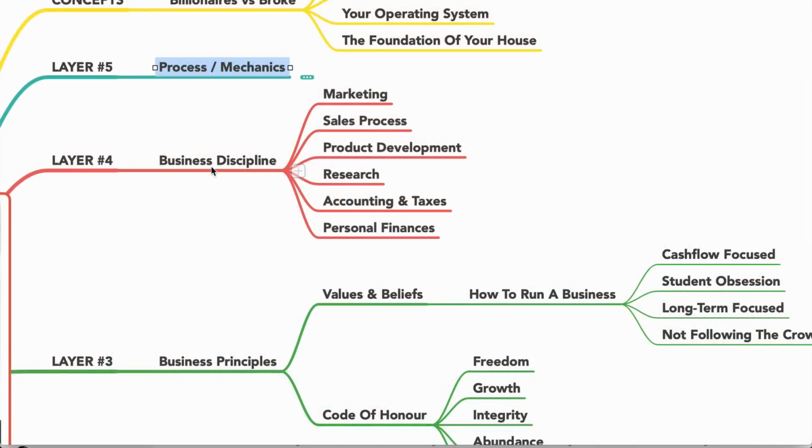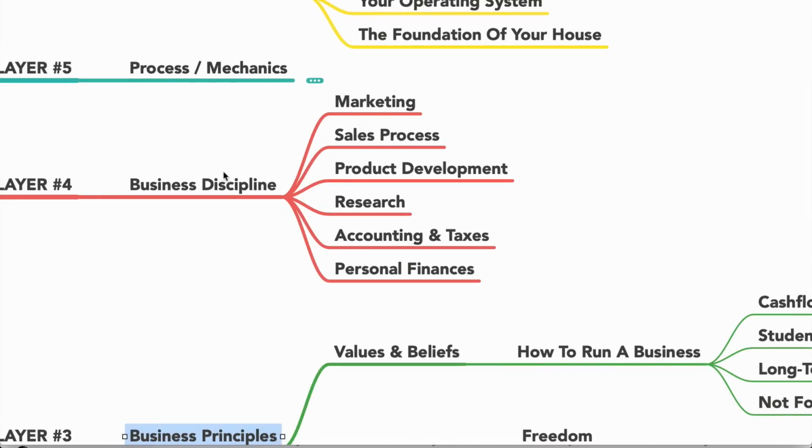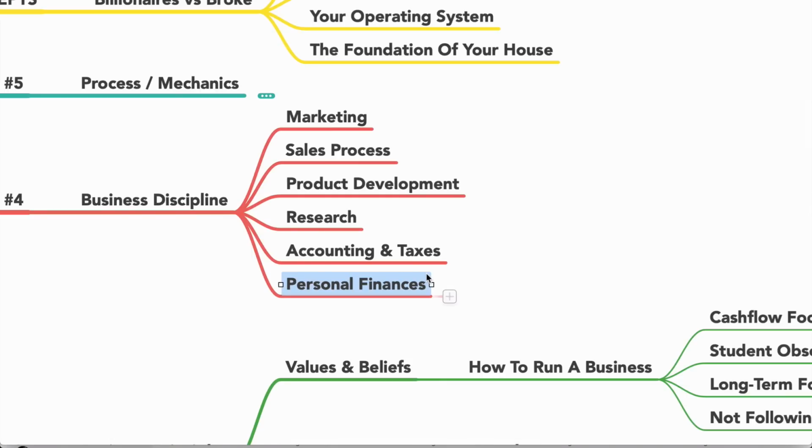So now let's come to the business discipline. If you have a strong principle, then you will follow through on executing your discipline. These are the different business disciplines. For example, marketing is a discipline, sales is a discipline, product development is a discipline, researching is a discipline, managing your money, accounting and taxes on the business side, and managing your personal finances. All these are disciplines.